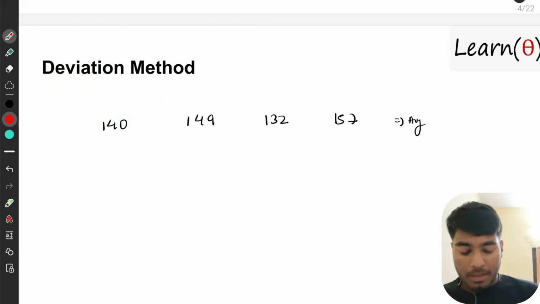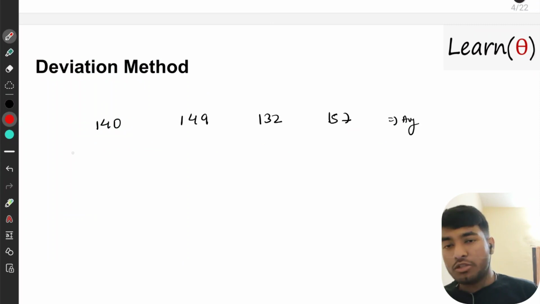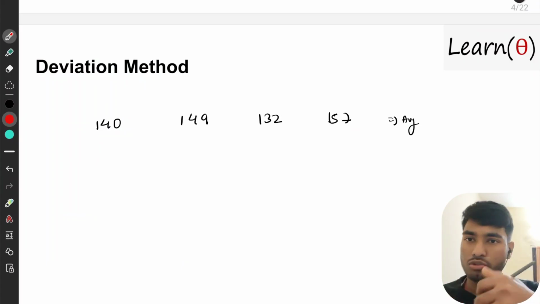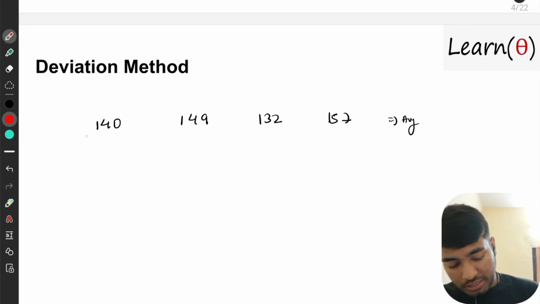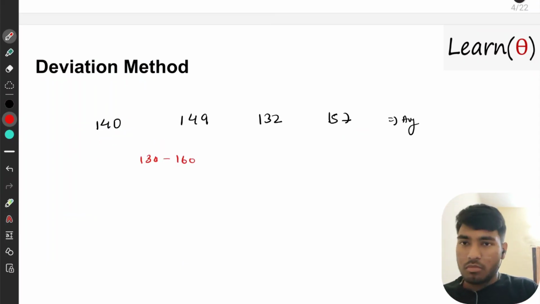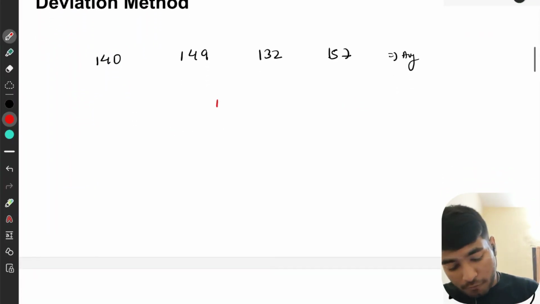How to find this? Out of all these given numbers, take a rough value as per your choice, which is around these. The deviation method can be used in all conditions, but I especially suggest you use it when the given numbers are of almost the same range. Here you can see that they are all around the same value, between 130 and 160. Take a rough value around them. Let us say I am taking a rough value of 140.